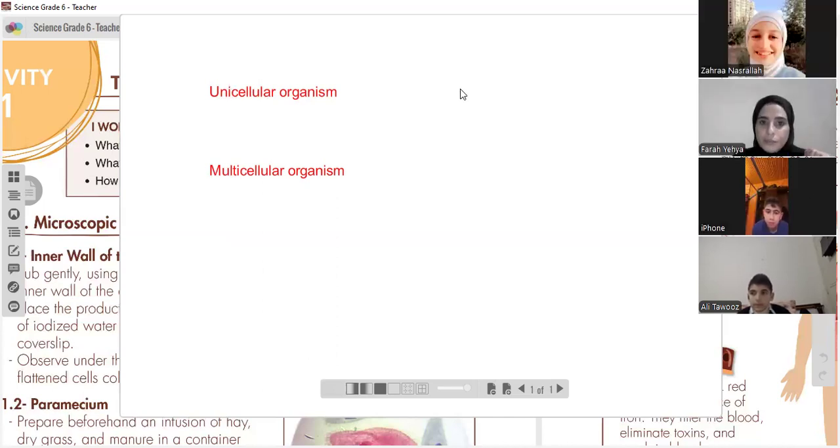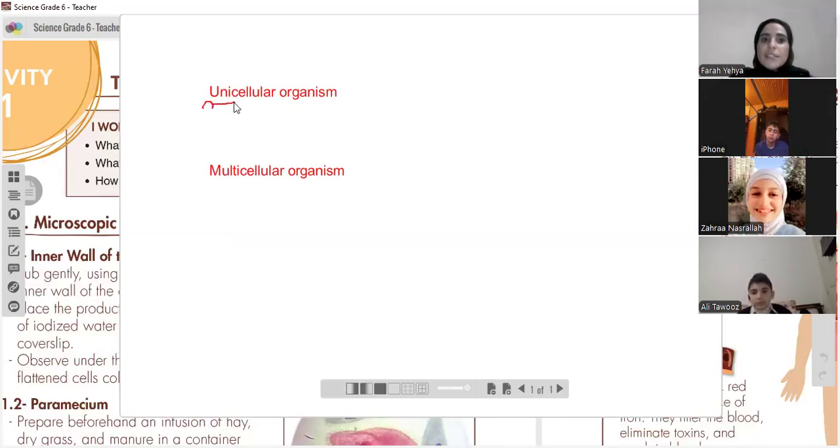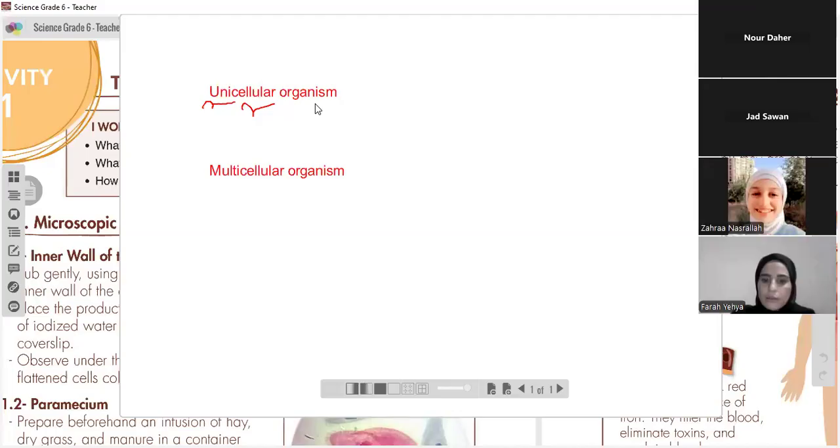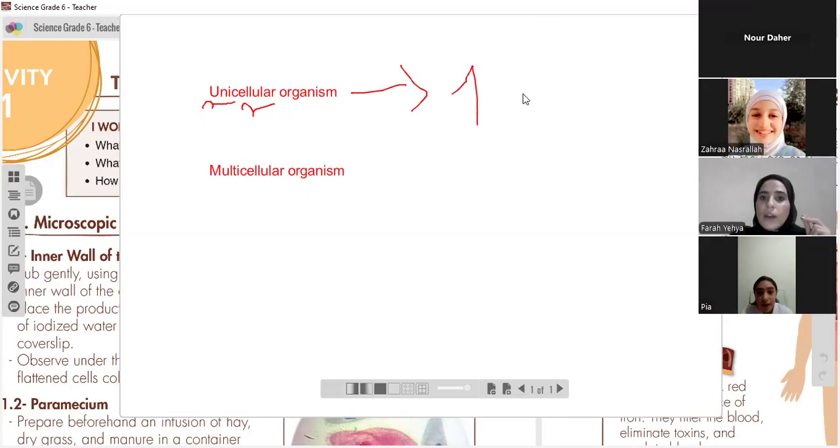Unicellular organism. Let's start with this term. Yes, Zahra Nasrallah, please. What is the meaning of unicellular organism? Can we say it's only one cell? Exactly. Uni in science means one. Cellular means cells. Organism means living thing. So when we say unicellular, it means it's made up of only one cell.